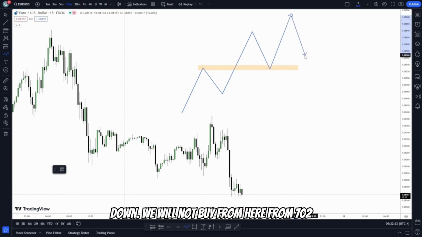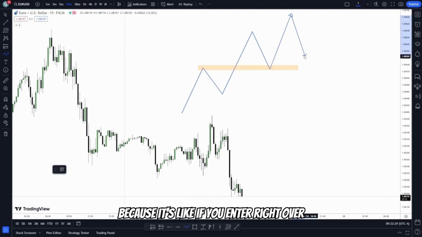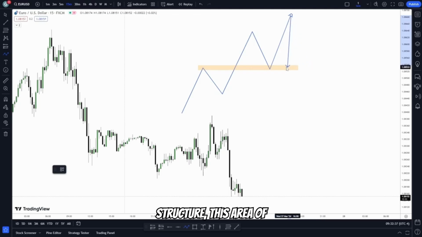We will not buy from here, from the 70.2 level of optimal trade entry. Okay, because if you enter right over here, it will be like a supply and demand entry. And there will be some traders who will be buying once more when price comes back to this structure, this area of interest.